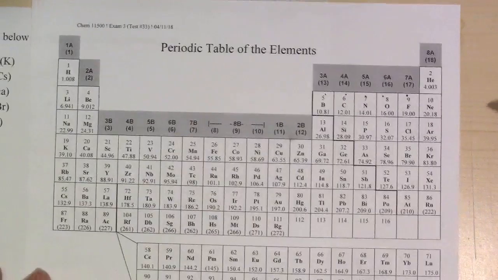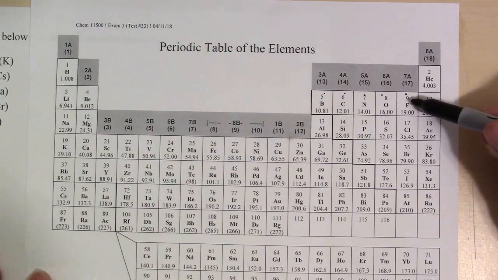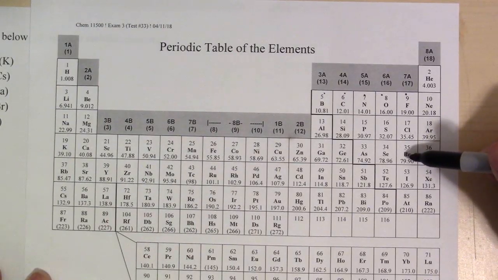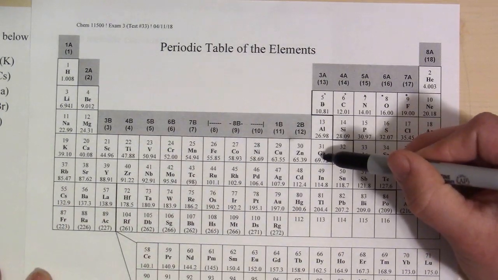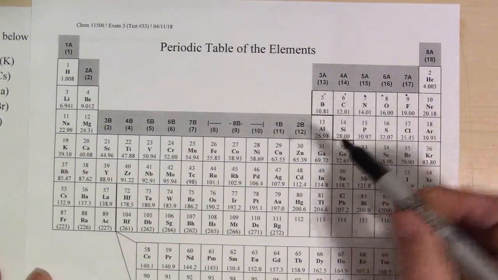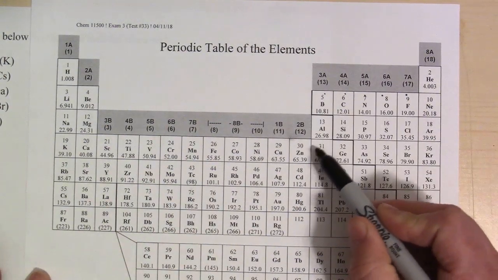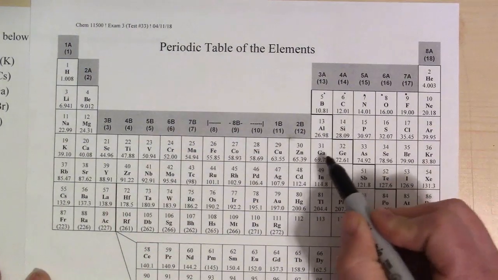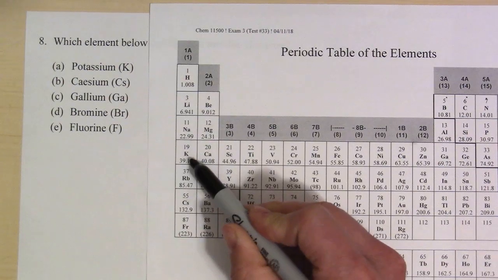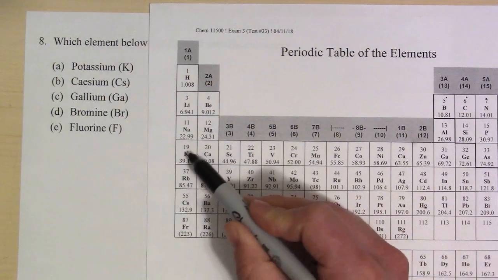Fluorine is way up here, so as we go down to bromine, we're slightly increasing the metallic character. We'll go left to gallium, increasing the metallic character more. Now gallium is a metal, whereas bromine and fluorine are not metals. From gallium, we'll move over to potassium, so we've increased the metallic character quite a bit.